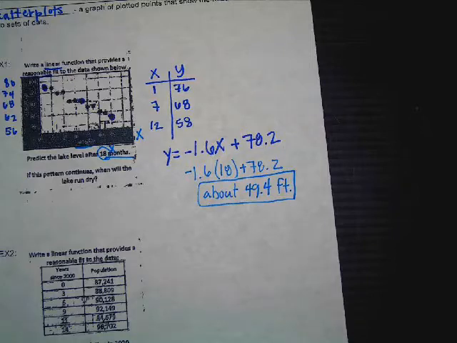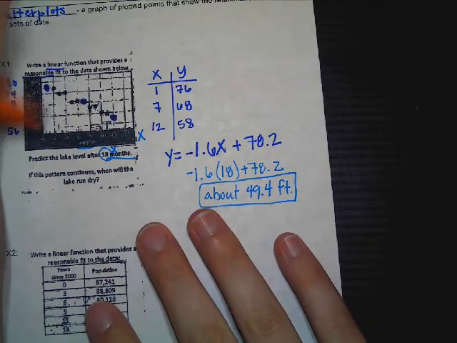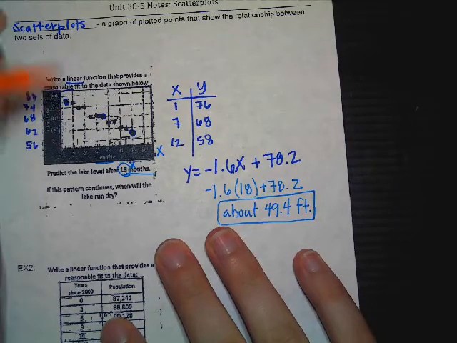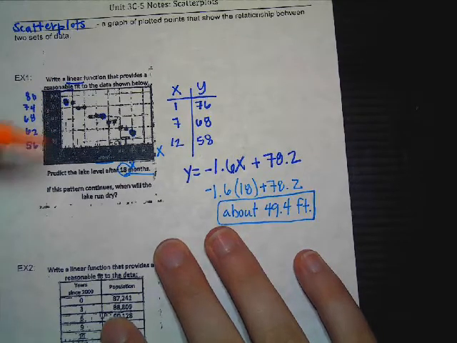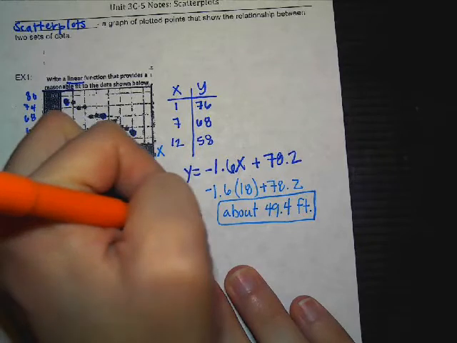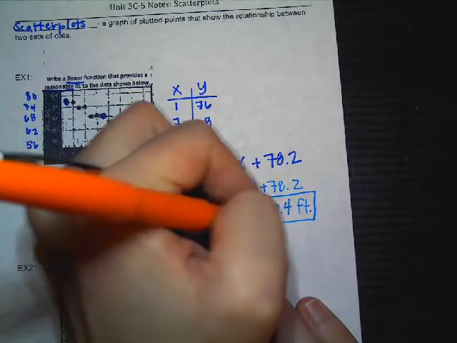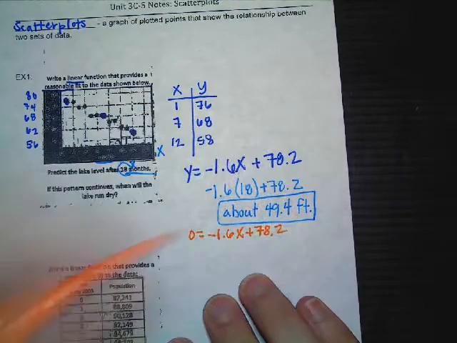So when the lake runs dry, if the lake is dry, how many feet of water does it have? 0 feet. There's no water. So we're going to put 0 in the y spot because the y represents the feet of water. And if there's no water, you don't have any feet of water, that would be 0. So we're going to put 0 equals negative 1.6x plus 78.2.